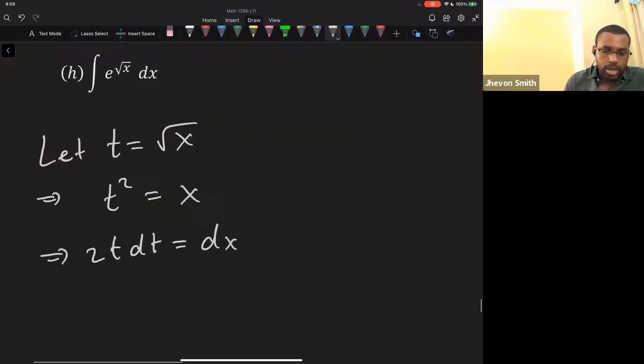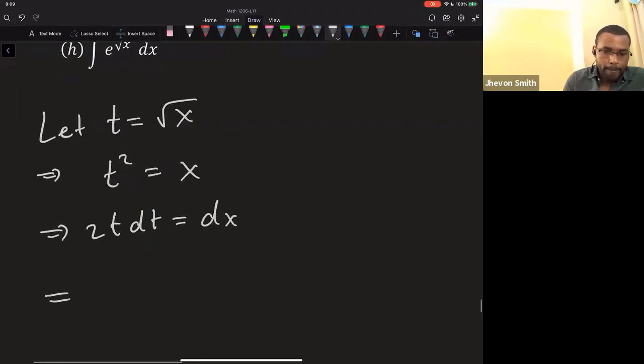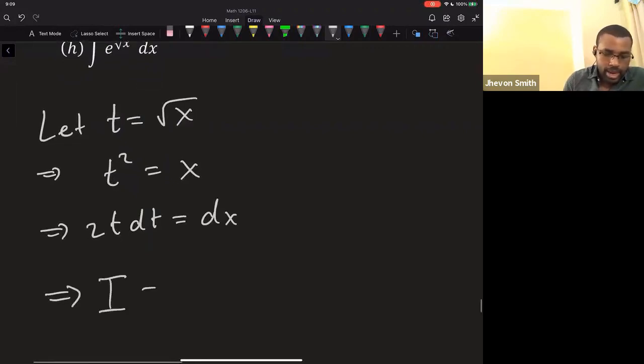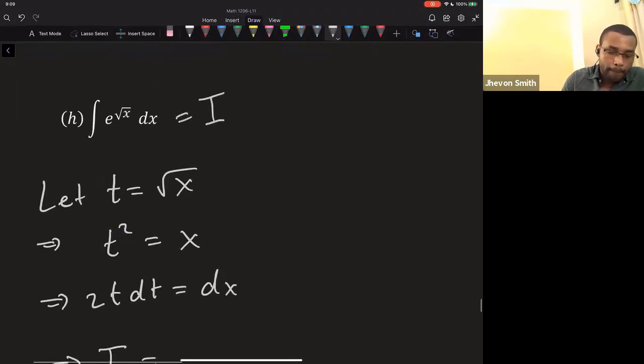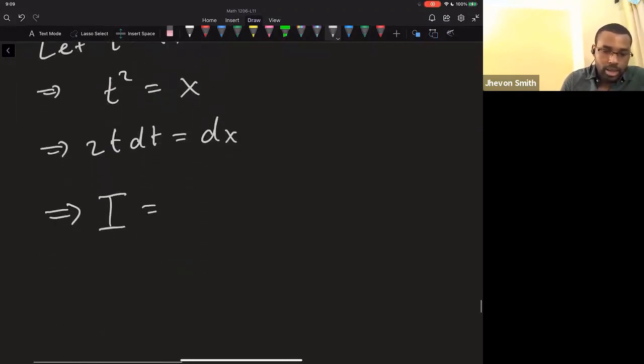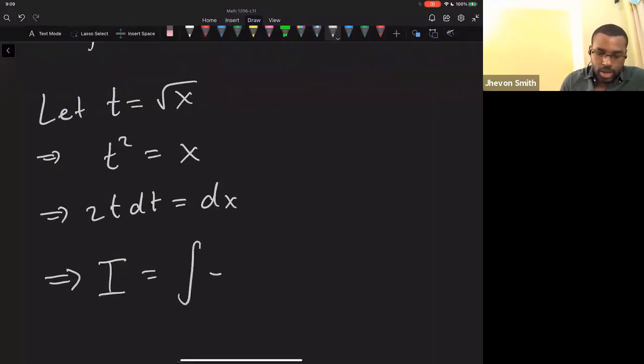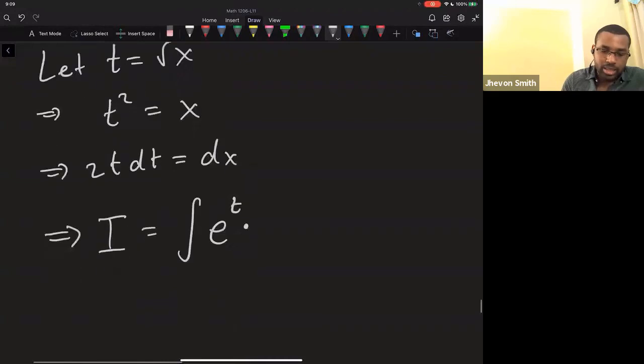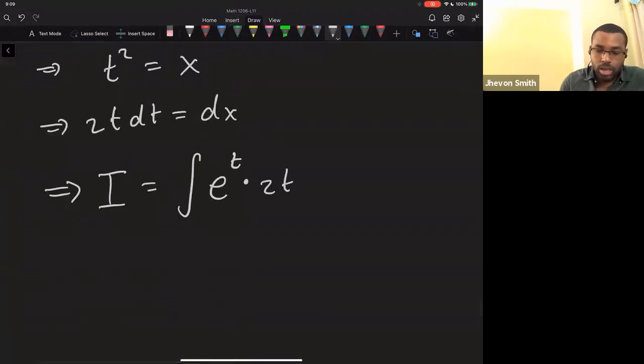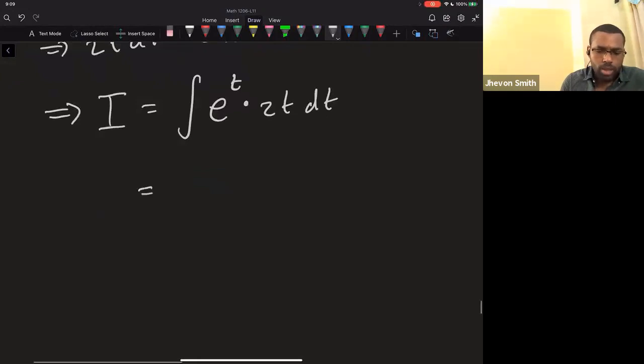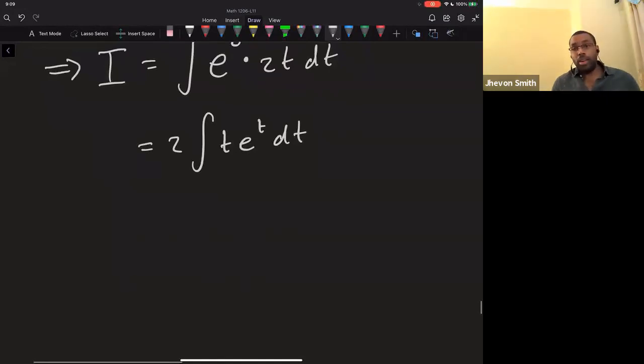And so if I call this I, I would be equal to the integral of e to the rad x, so that would be the integral of e to the t times my dx, which is going to be 2t dt. So you'll notice that this becomes te to the t. And now you can see why I didn't do a u substitution. I did another variable because this ends up being something that I need integration by parts for, and I don't want to mix up the u's. So at this point, I can do by parts.